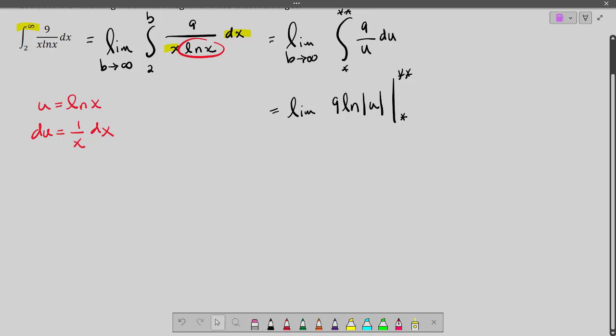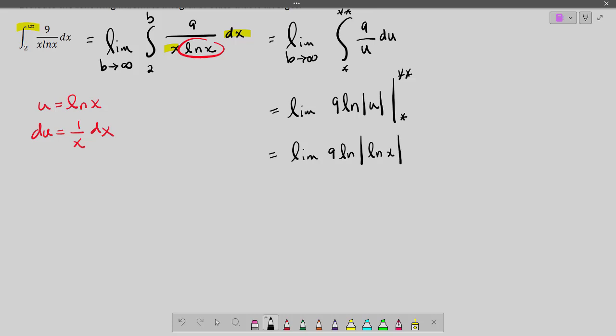Well, we want to get rid of the placeholders. We want to go back to x, so we're going to convert back. So this will be 9 natural log absolute value of u, so absolute value of natural log of x. Now we're back to our original limits, 2 to b.